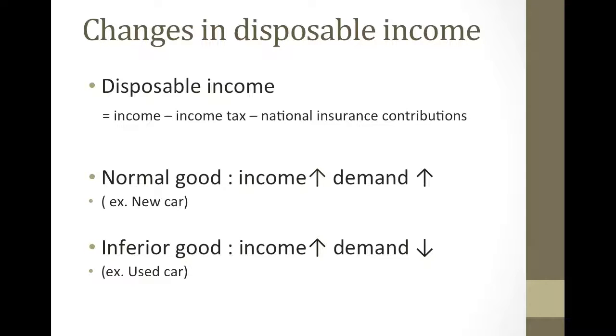So a normal good is a product whose demand increases when income increases and decreases when income falls, and an inferior good is a product whose demand decreases when income increases and increases when income falls. For example, a new car is a normal good and a used car is an inferior good because if there is an increase in disposable income, people will tend to buy a new car instead of a used car, but if there is a decrease in disposable income, people will tend to buy a used car instead of a new car.